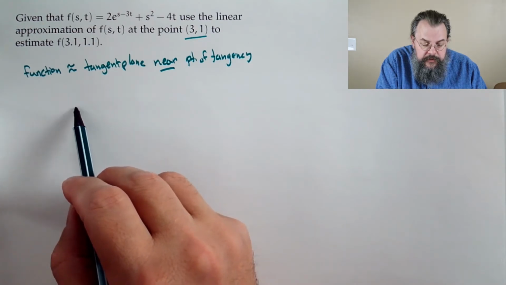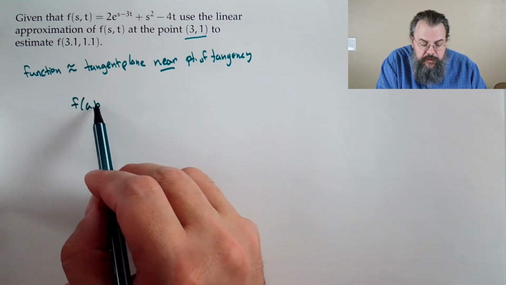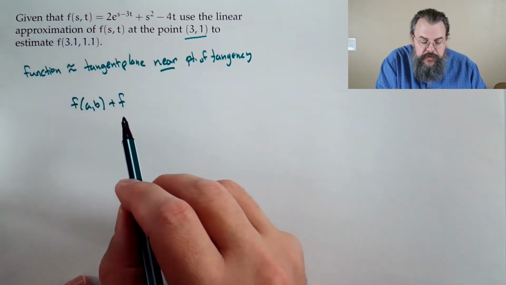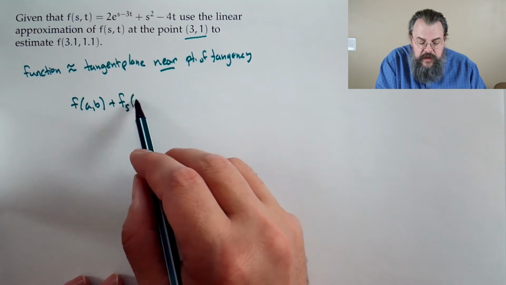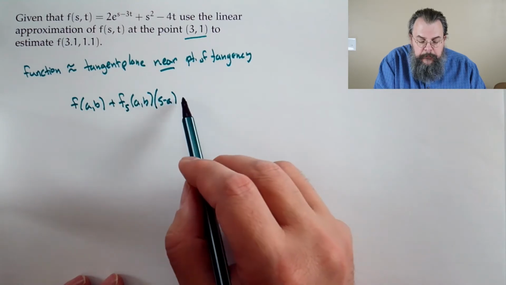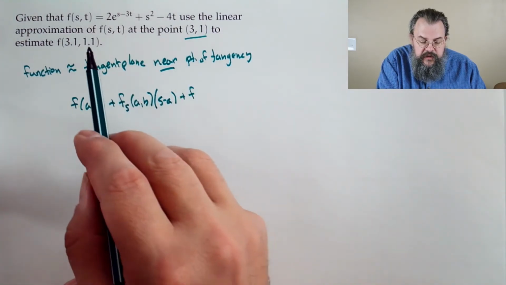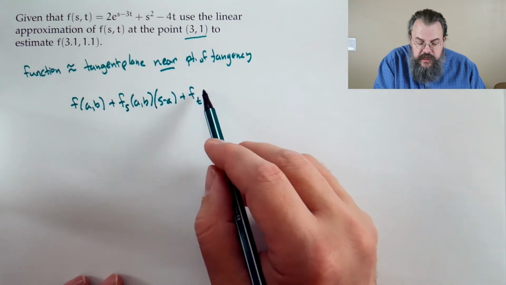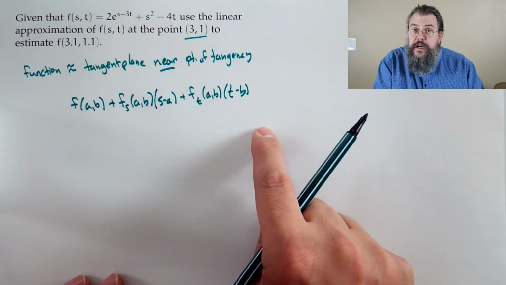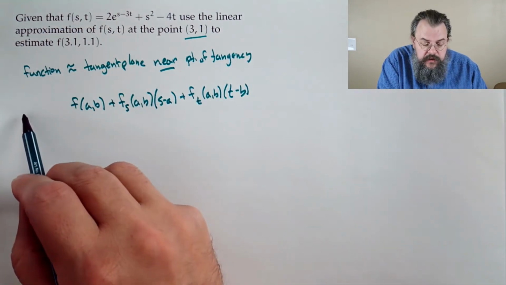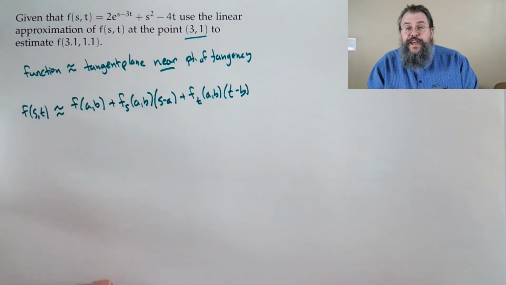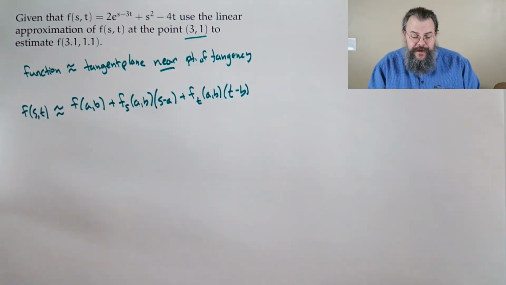Well, we'd have our function at a, b, plus the partial derivative with respect to the first slot, which was now f sub s at ab times s minus a, plus the derivative with respect to the second slot, which we'll call f sub t at ab times t minus b. That's our tangent plane, our linear approximation. So we can say, hey, f of st is approximately this. Keeping in mind, of course, the approximation is only good when we're nearby.